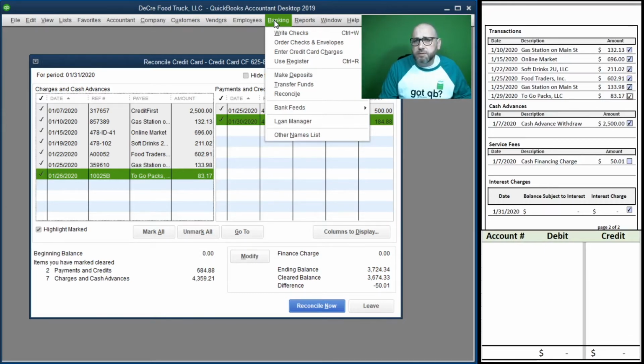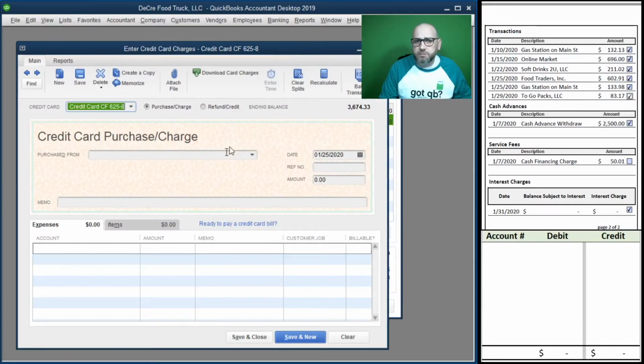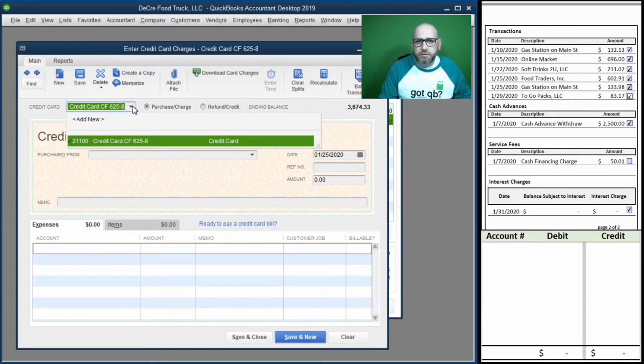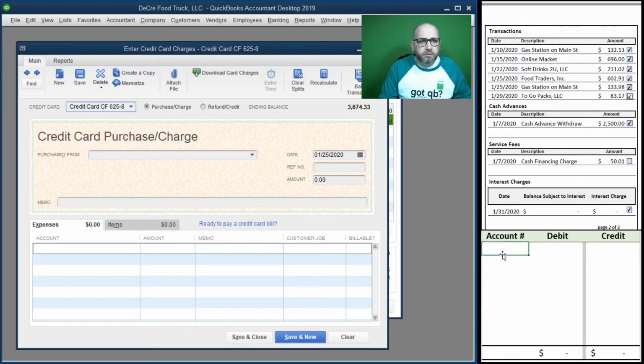I'm going to go ahead and just stay consistent and enter it as we did previously through credit card charges, right? So let's make sure this is selected correctly right here. Our account is 21,100. All right, so we're going to pay to credit first because they're the ones who are charging it. They charged us on 1/7/2020. That's when we borrowed cash. We don't have a reference number in this case, so we can just say loan 1.